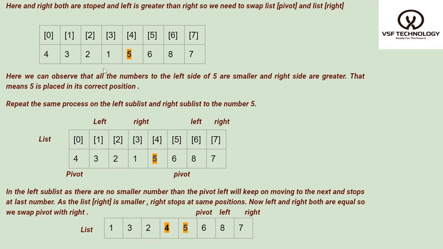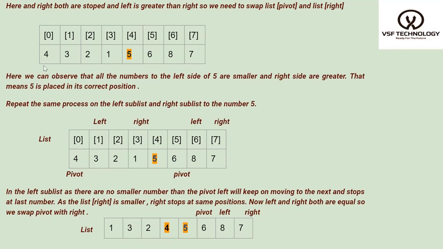That means for the pivot element, all elements to the left side are smaller and all elements to the right side are greater. That means 5 is placed in its correct position. Repeat the same process on the left sublist and right sublist of the number 5.